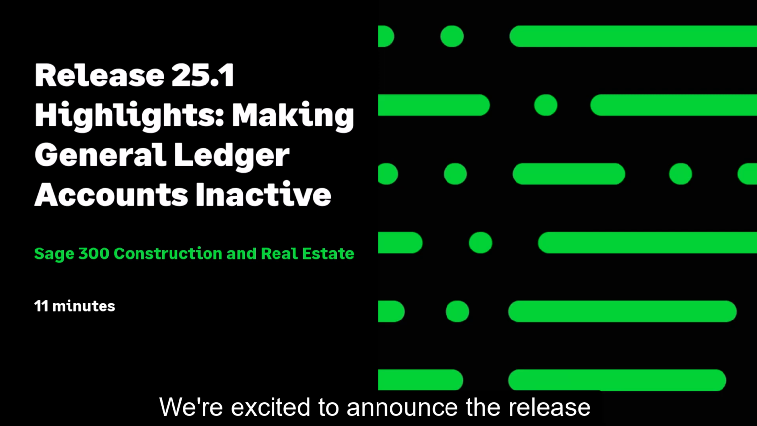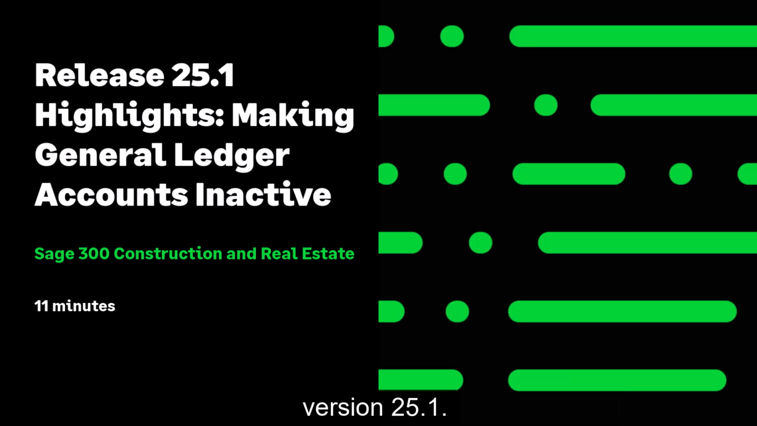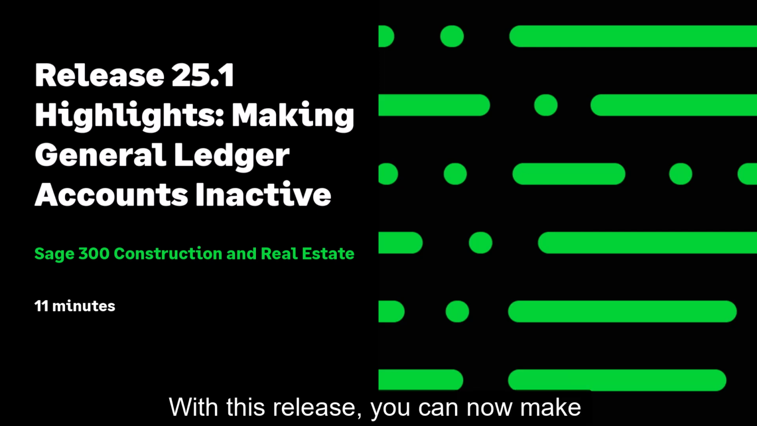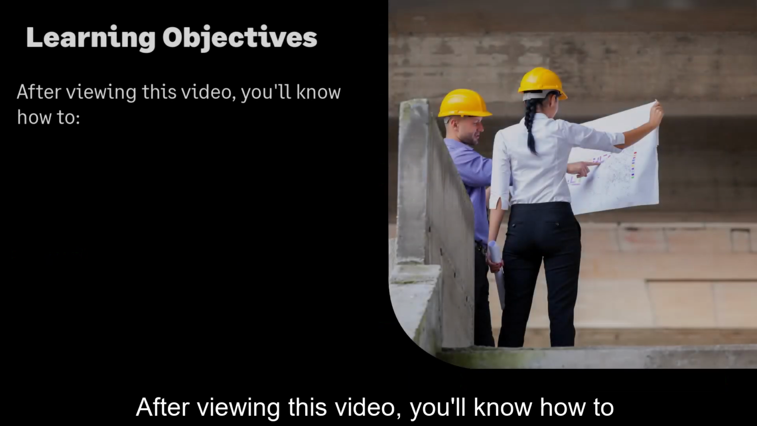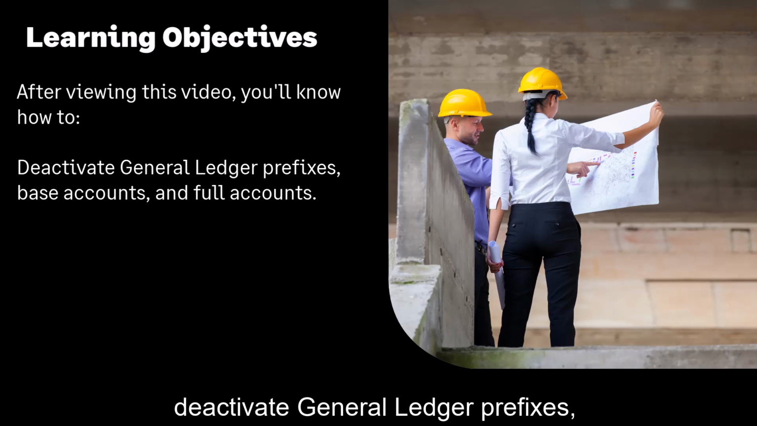We're excited to announce the release of Sage 300 Construction and Real Estate, version 25.1. With this release, you can now make general ledger accounts inactive. After viewing this video, you'll know how to deactivate general ledger prefixes, base accounts, and full accounts.